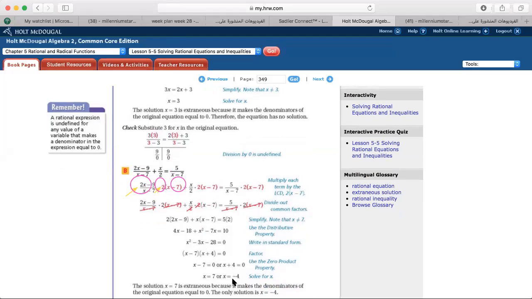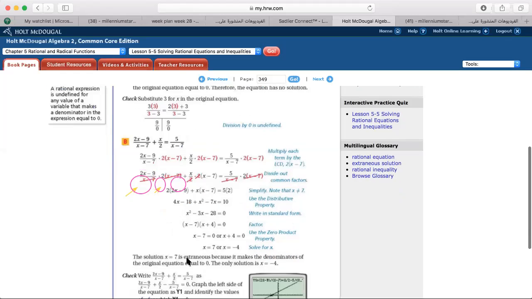Girls, when I check my answer and substitute x by 7 and x by negative 4, here I will find that the denominator is equal to 0. The solution x equals 7 is extraneous because it makes the denominator of the original equation equal to 0. The only solution is x equals negative 4.